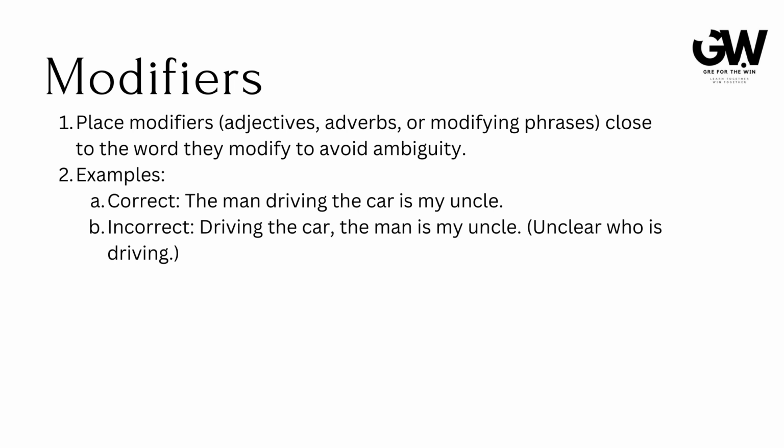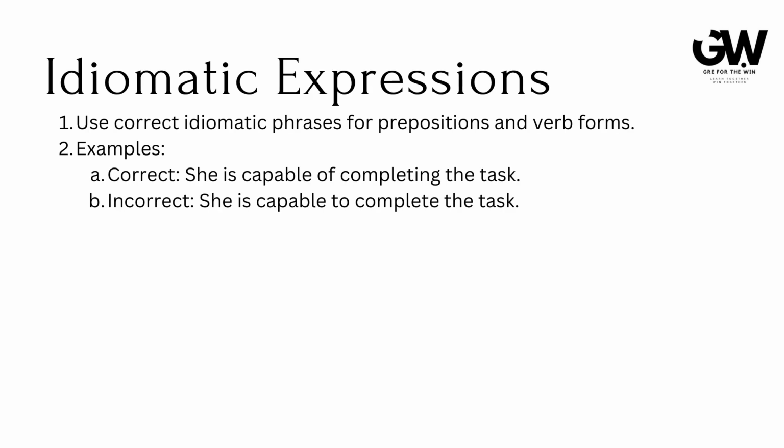In this task, you must place the correct modifiers, such as adjectives, adverbs, or even modifying phrases, to avoid ambiguity. The correct example shows that the man driving the car is the uncle. The incorrect example shows that it is unclear whether the driver is the uncle or a different man. The sixth and last task is idiomatic expressions.